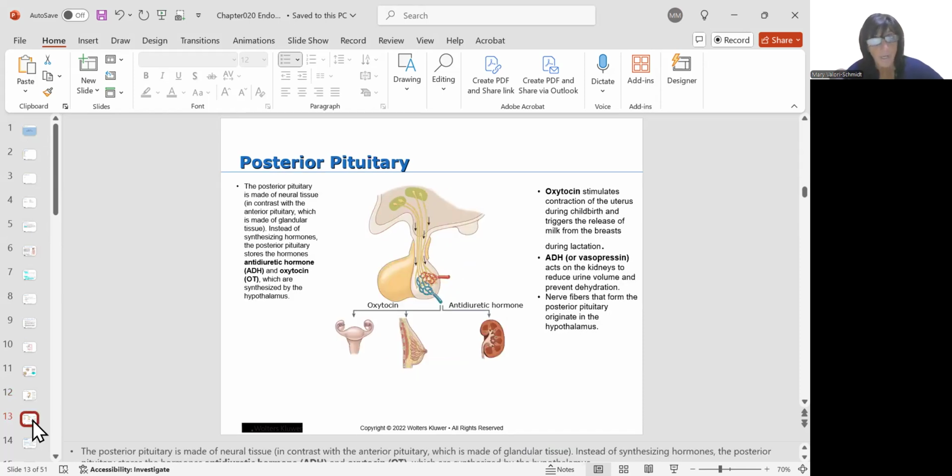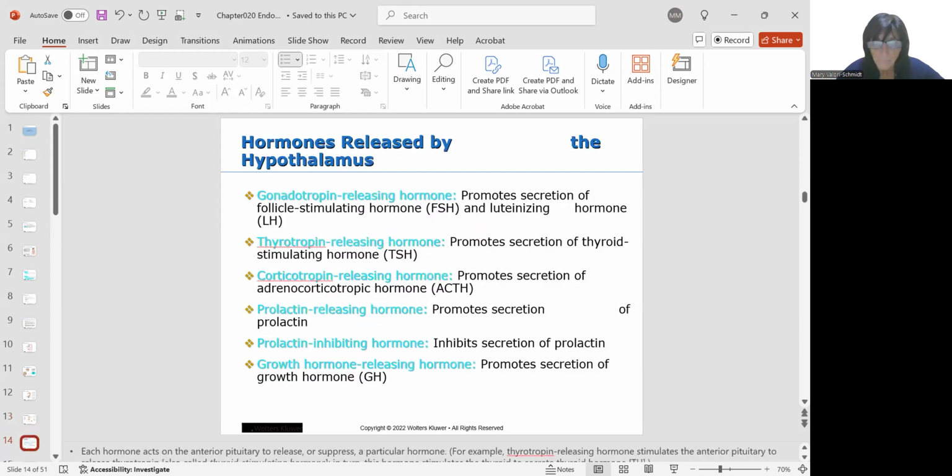The posterior pituitary, a little bit smaller, is made mostly of glandular tissue, and it produces things like antidiuretic hormone, ADH, and oxytocin. Oxytocin stimulates contractions of the uterus when you're having a baby, and also triggers release of breast milk when you're lactating. ADH, also known as vasopressin, acts on the kidneys and maintains fluid balance. If a diuretic makes you pee, an antidiuretic makes you not pee. So antidiuretic has you hang on to fluid, like reabsorb fluid.